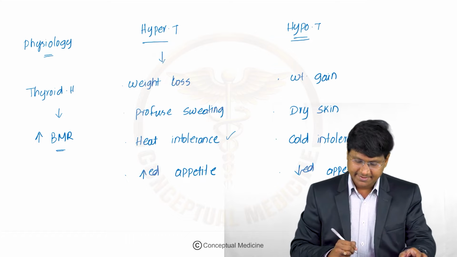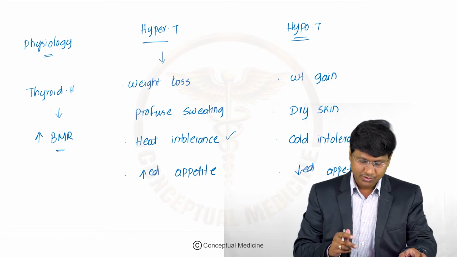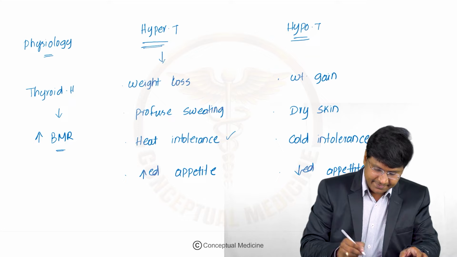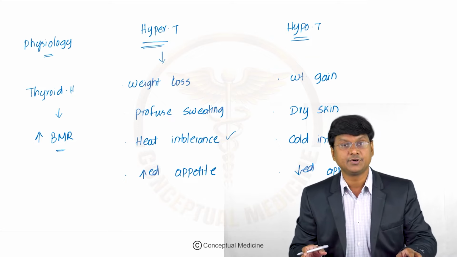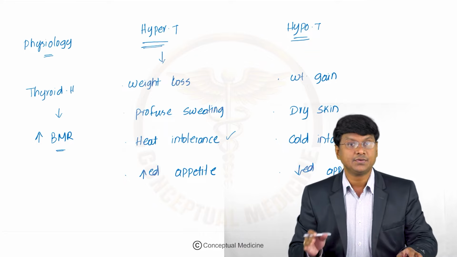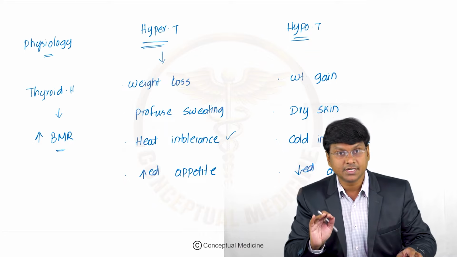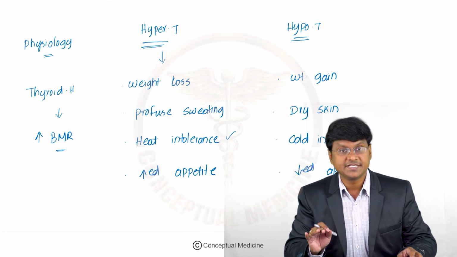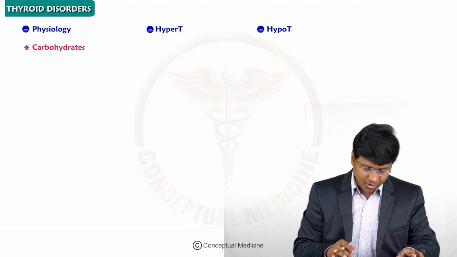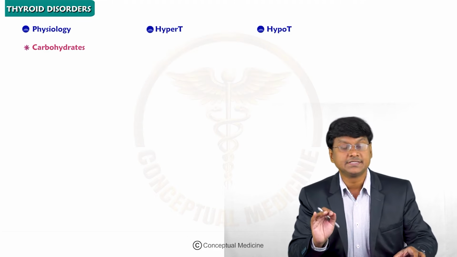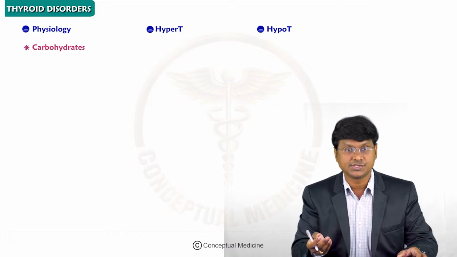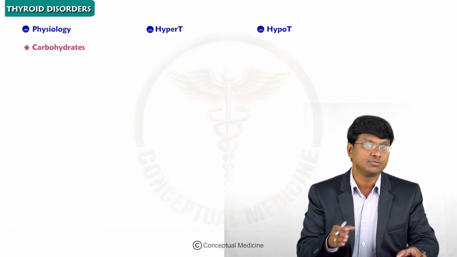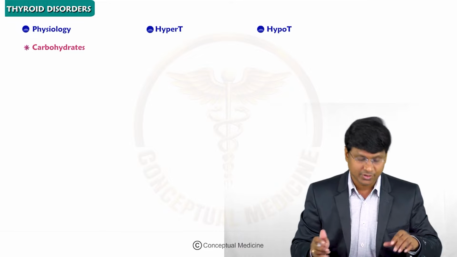Right? There will be decreased appetite. So that is the difference between hyperthyroidism and hypothyroidism based on the basal metabolic rate of the individual. Now you take the carbohydrate metabolism. Please remember, on the carbohydrate metabolism, thyroid hormone will increase gluconeogenesis. That is the effect of the thyroid hormone on the glucose metabolism, right?